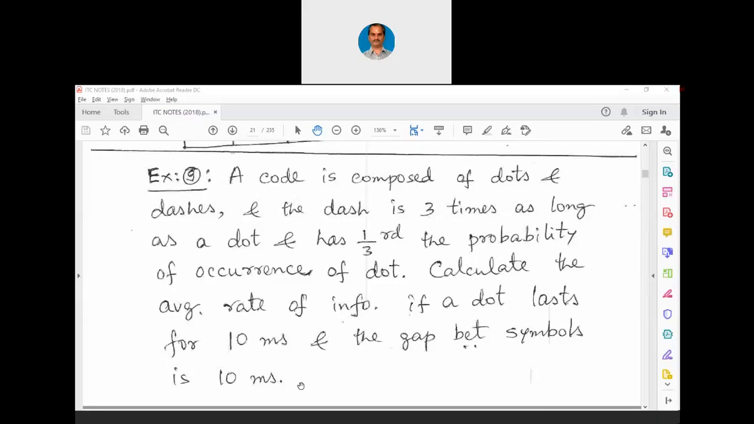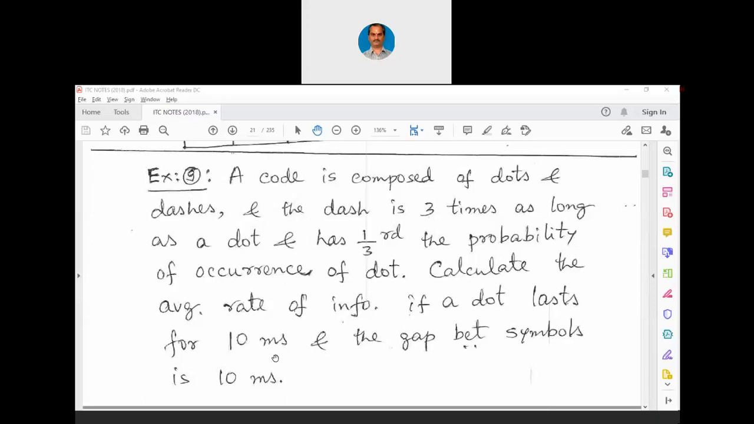So the gap between symbols means this: if at all they send a message, "father expired, start immediately." Now this father expired, start immediately. Between F and A there must be a gap, because F is a combination of dot and dash. Again A is a combination of dot and dash. In between them there must be a space. That is what is meant here. The gap between symbols is 10 milliseconds, and the duration of a dot is 10 milliseconds. Duration of a dash is 30 milliseconds.